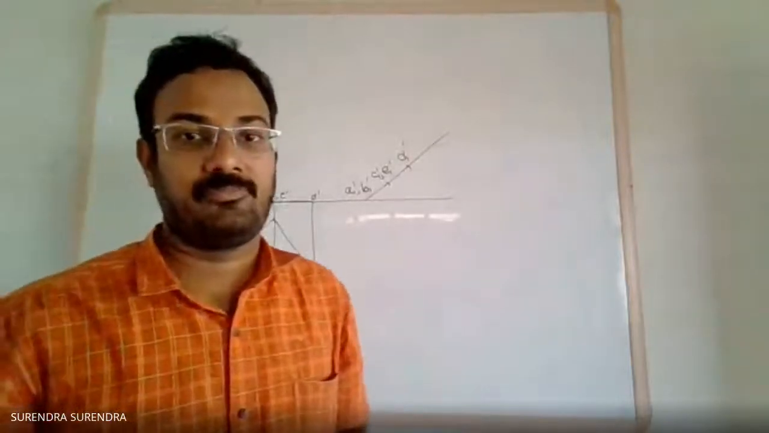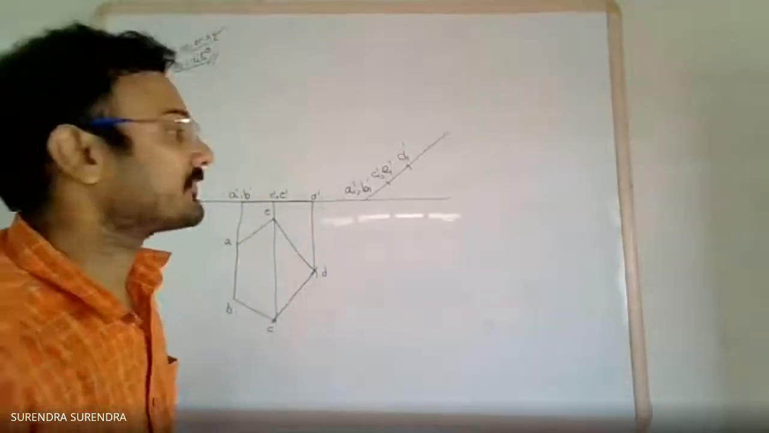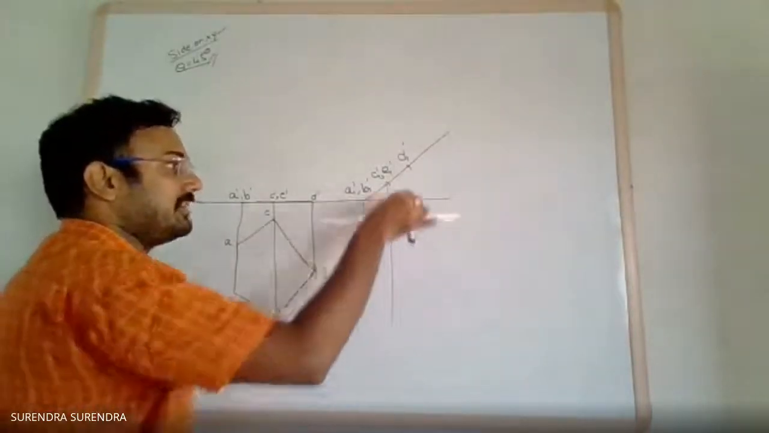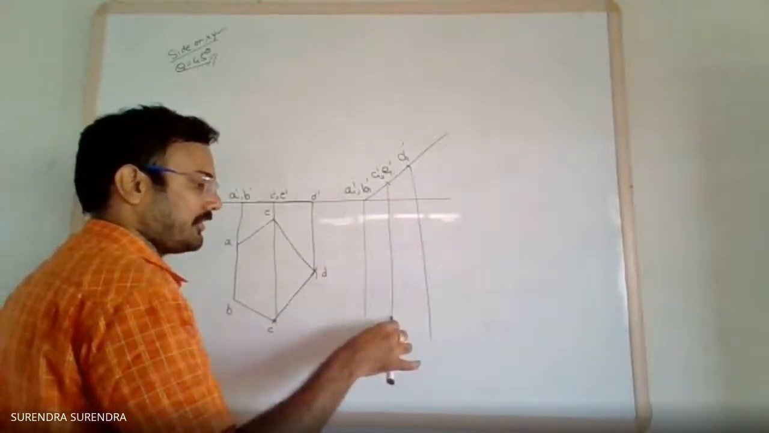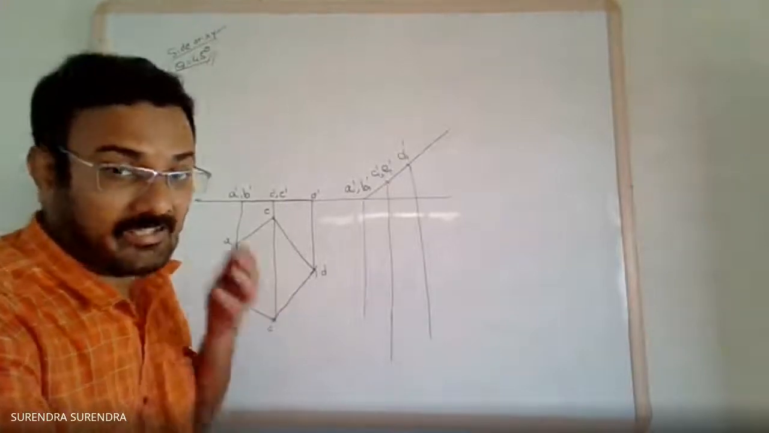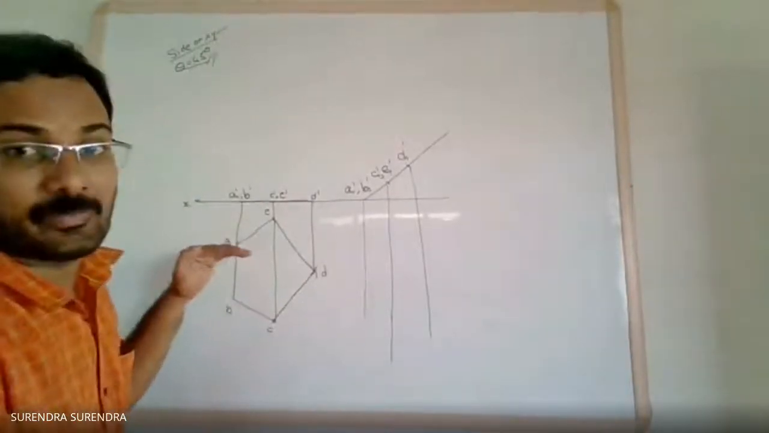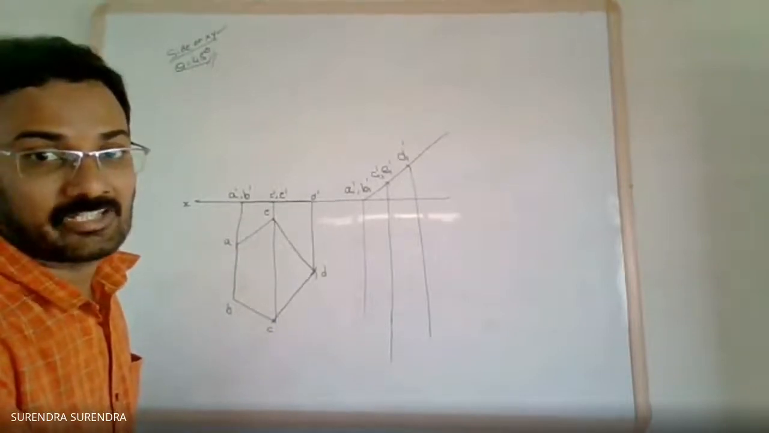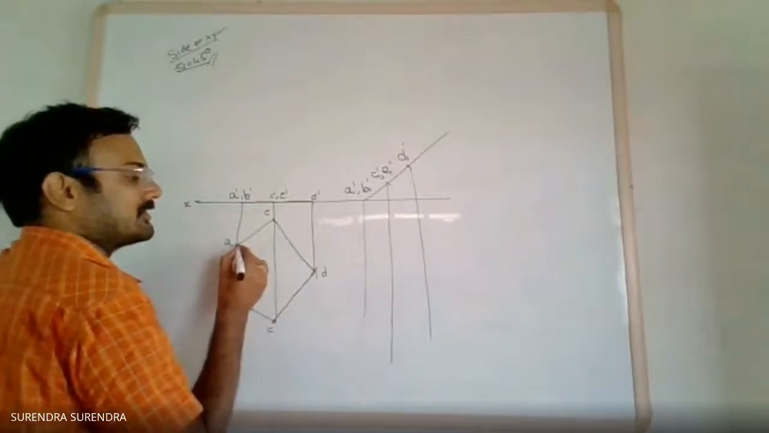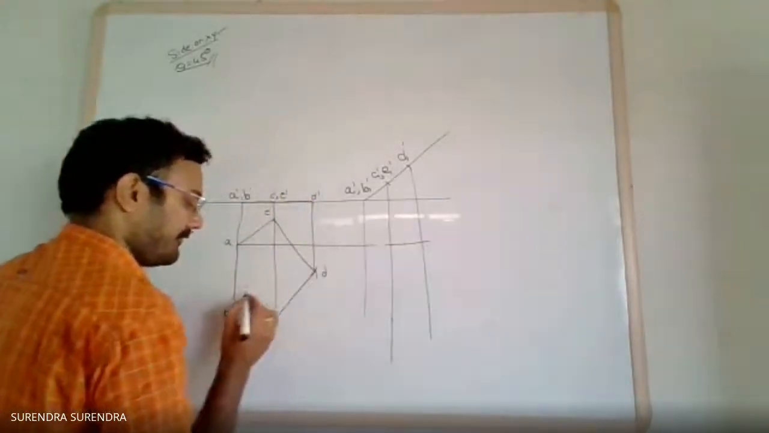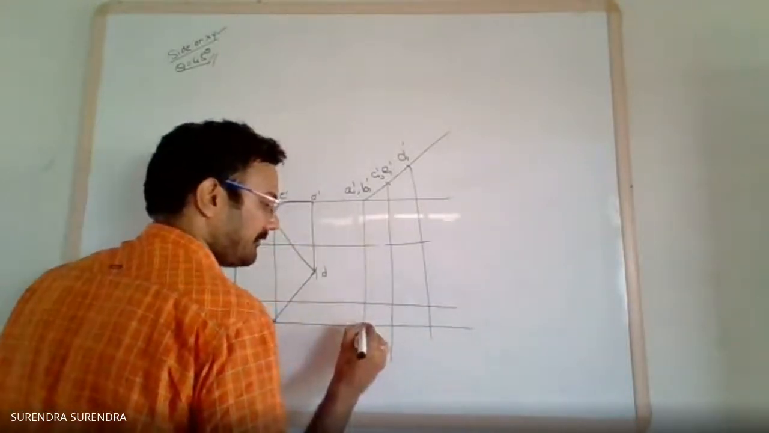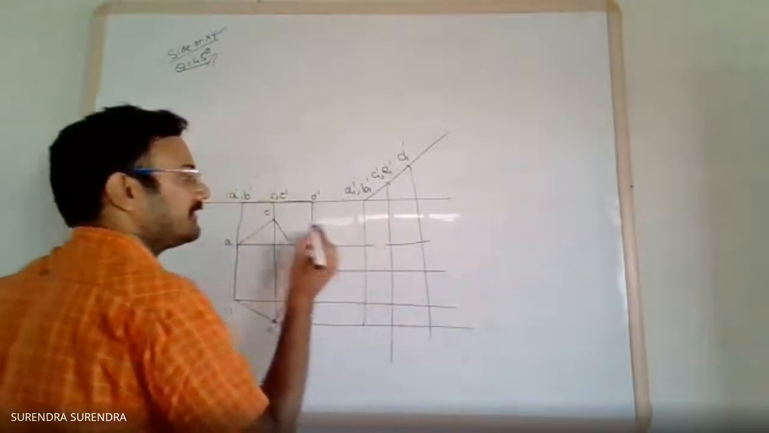Final top view. For the final top view, draw the projections from each and every point A, B, C, D, E, and draw parallel lines from the previous top view. A parallel line to the XY line from the previous top view means a parallel line to the XY line locus from A, B, C, D, and E.